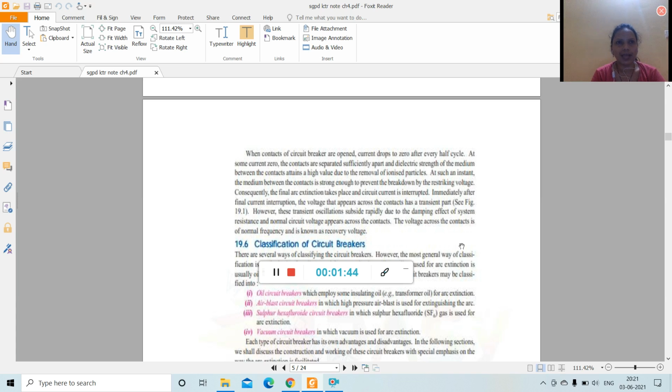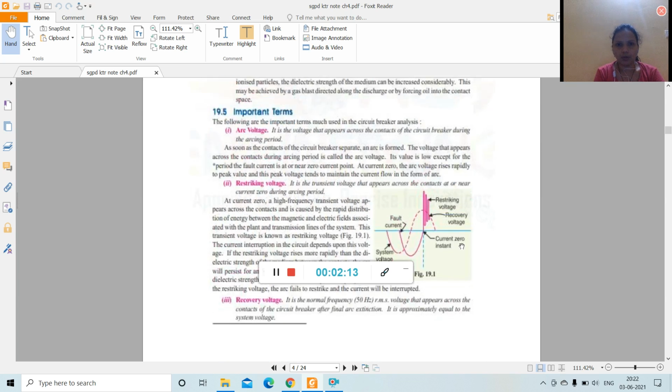So based on the different types of medium, there are many types of circuit breakers. We will discuss one by one the different types of circuit breakers. Under this we are able to know the construction of different types of circuit breaker, its working principle or operation, its application, its advantages, disadvantages. So let's start with the important terms.